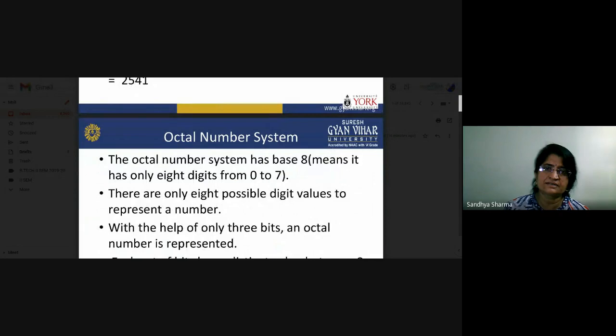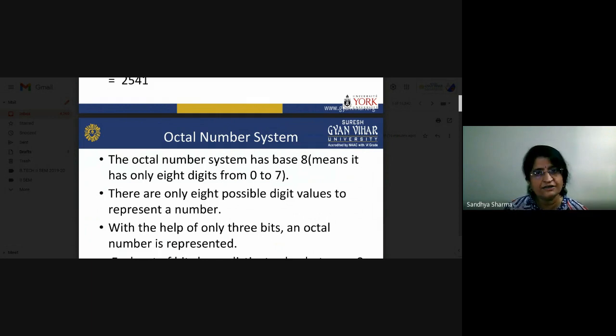Now the octal number system. As we know, the digits of our octal number system are 0 to 7. So there are only 8 possible digit values to represent a number. If you want to represent an octal number with the help of binary, you have to use 3-bit combinations.